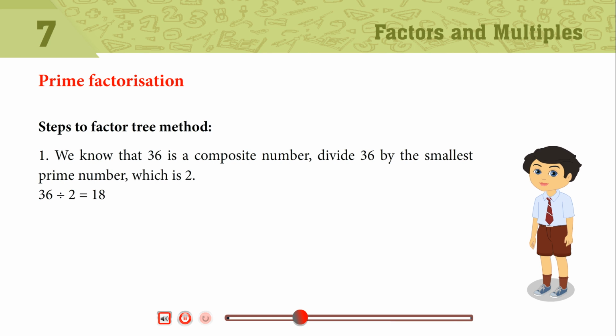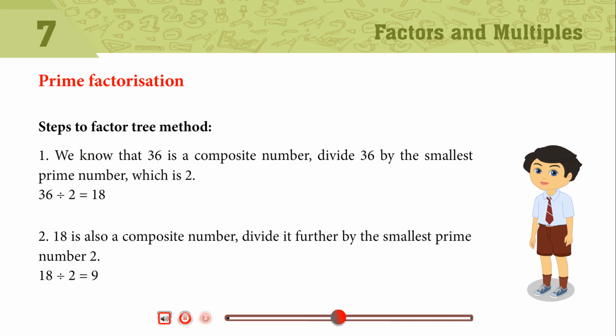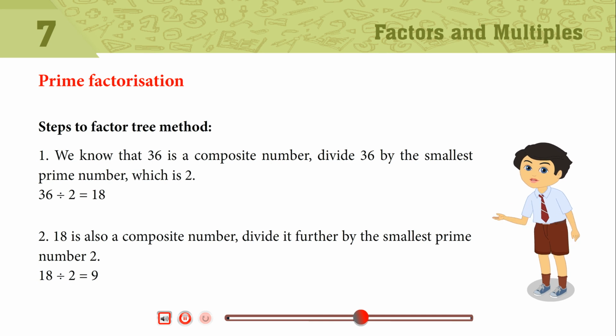Steps to factor tree method. We know that 36 is a composite number. Divide 36 by the smallest prime number, which is 2. 36 divided by 2 is equal to 18. 18 is also a composite number. Divide it further by the smallest prime number, 2. 18 divided by 2 is equal to 9.